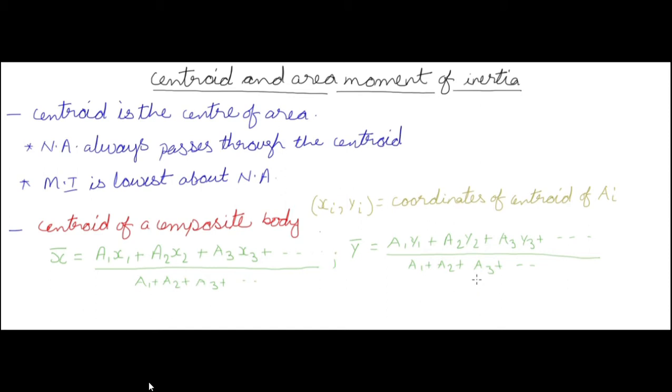Similarly, y bar. Here x bar is the x coordinate of the centroid and y bar is the y coordinate of the centroid, and these x1, x2 values are the x coordinates of the centroids of the various areas. Means x1 is the x coordinate of the centroid of area a1 and y1 is the y coordinate of the centroid of area a1. Similarly x2, y2 and x3, y3 are the coordinates of the centroids of areas a2 and a3 respectively.